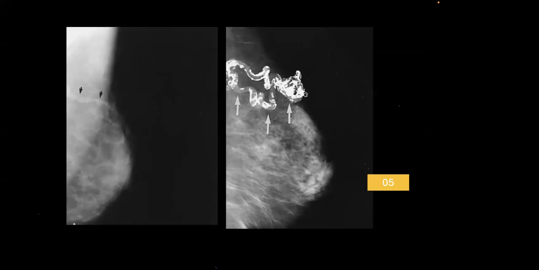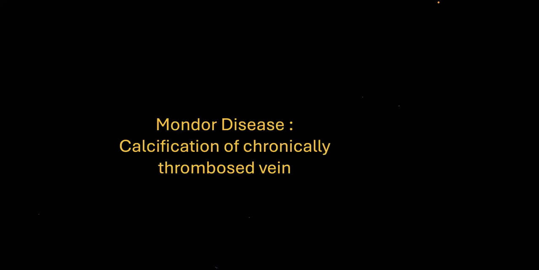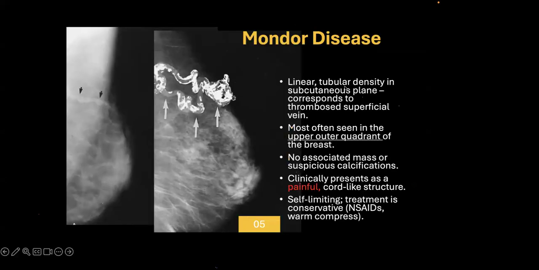Okay, how about this? This is a calcified vessel, Mondor's disease, Rahul. Very good. So what is Mondor disease? We can see it is confined to the subcutaneous plane and it is a thrombosed superficial vein which is calcified.